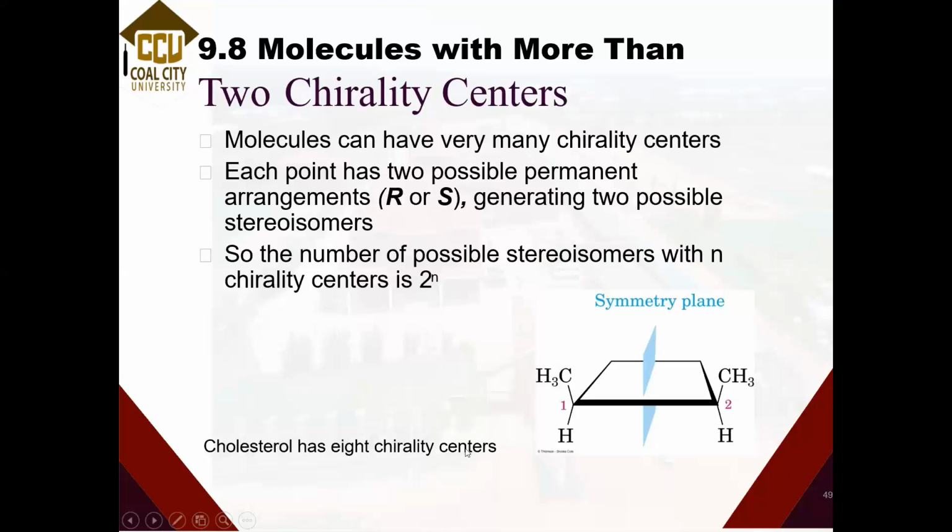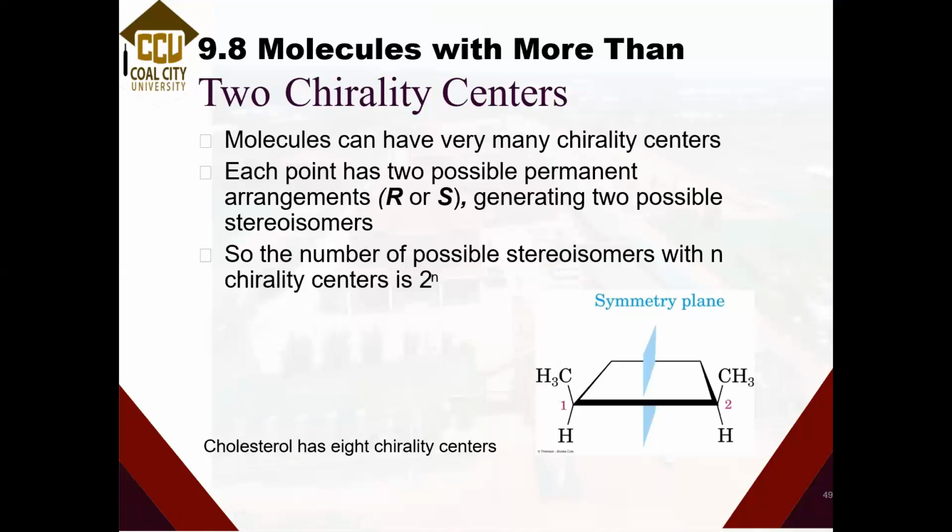Cholesterol has 8 chirality centers. So you need to know that there are some molecules that have many chirality centers. For example, cholesterol has 8 chirality centers. But I won't give you compounds having more than 2 chirality centers for you to tell me the configuration. But I can give you a compound with so many chirality centers for you to tell me how many chirality centers are there.